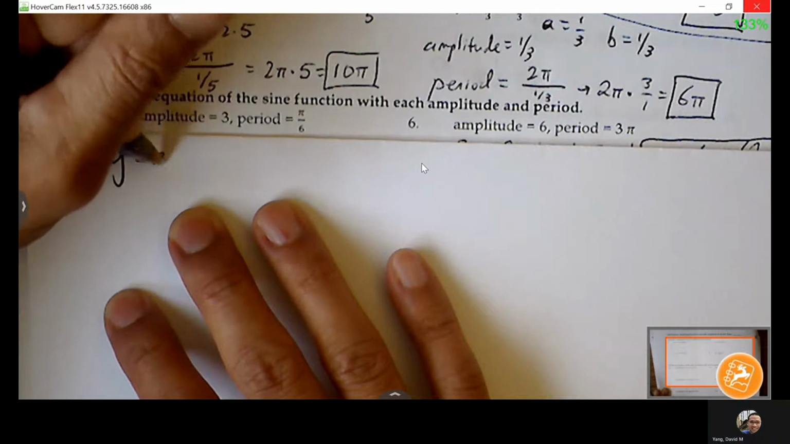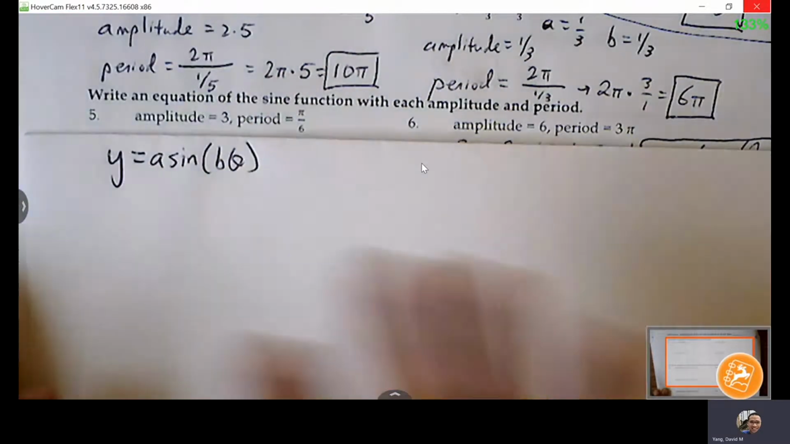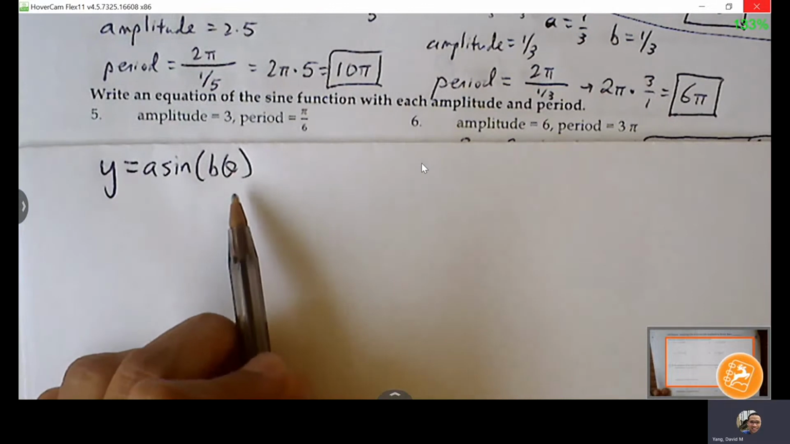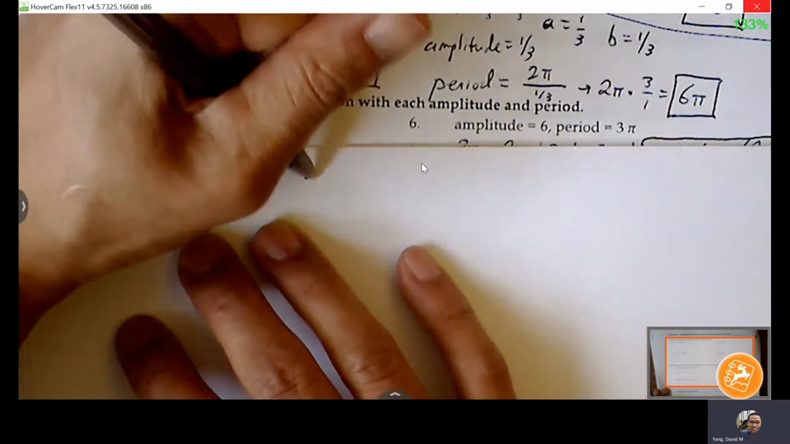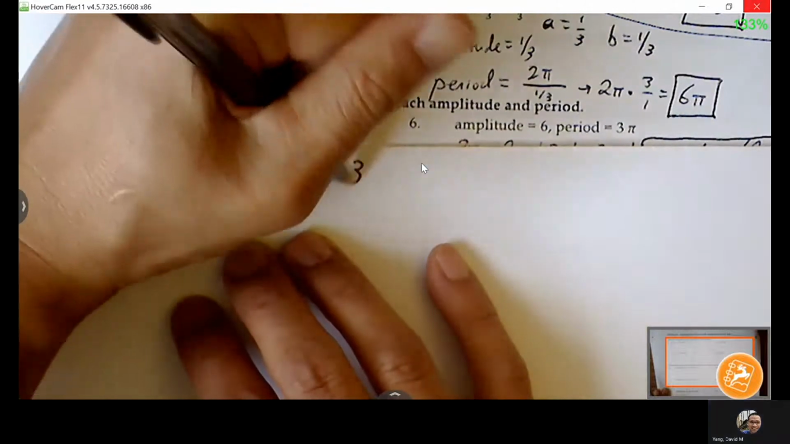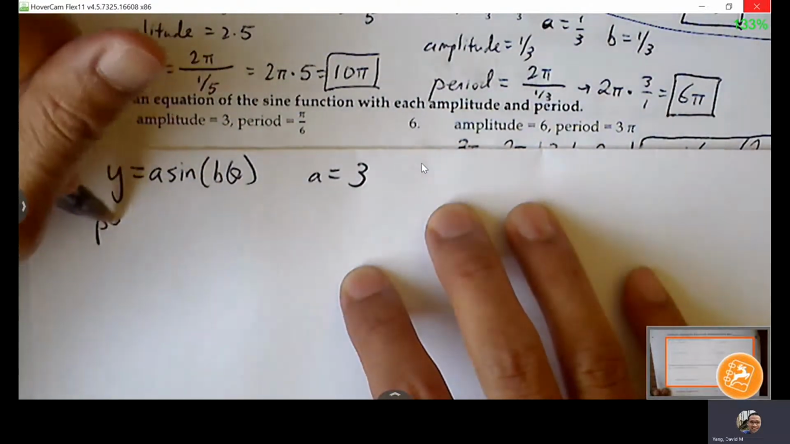So here's our goal here. We're trying to get it into a sine of b theta form. But to do that, we need to find our a and b value. I think the a value should be pretty easy. What's going to be the a value here? 3. Okay. Now the period is pi over 6. I'll put that to the side here.